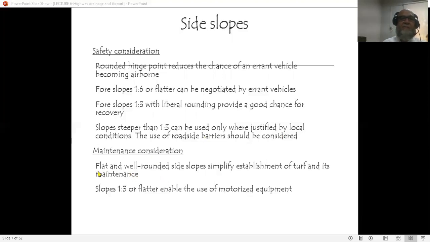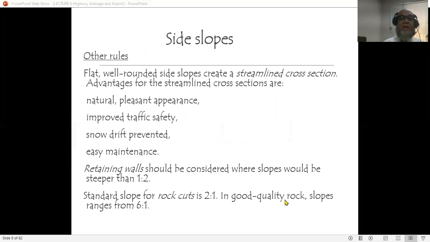Maintenance consideration: flat and well-rounded side slopes simplify establishment of turf and maintenance. Slope 1:3 enables the use of motorized equipment. Other rules for side slopes: flat, well-rounded side slopes create a streamlined cross-section. Advantages for these sections are a naturally pleasant appearance, improved safety consideration, snow drift prevented, and easily maintained.